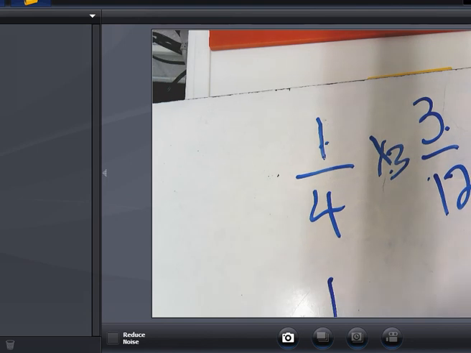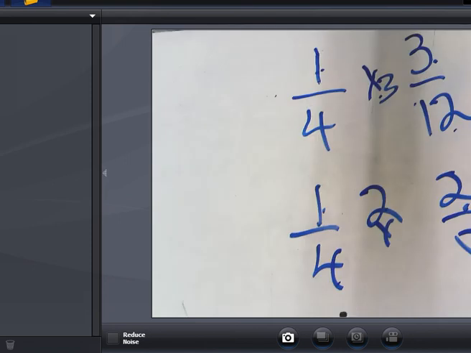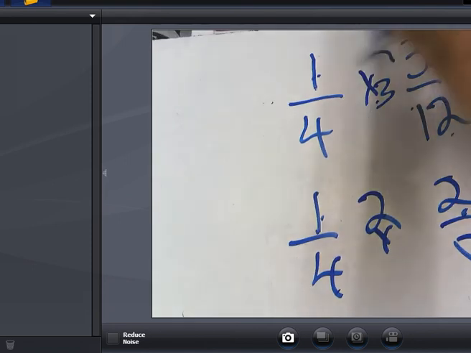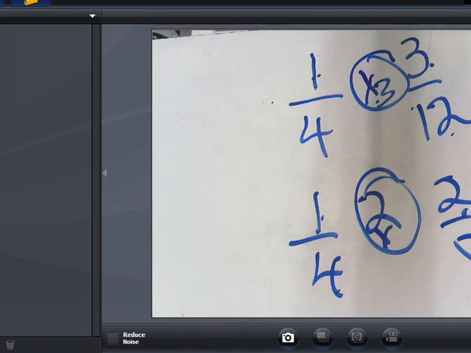So did that work with 2/8? I took it times 2. 1 times 2 got me to 2. 4 times 2 got me to 8. So whatever I do to my numerator, I have to do to my denominator. If I want mine to get broken into more pieces, I would multiply it.